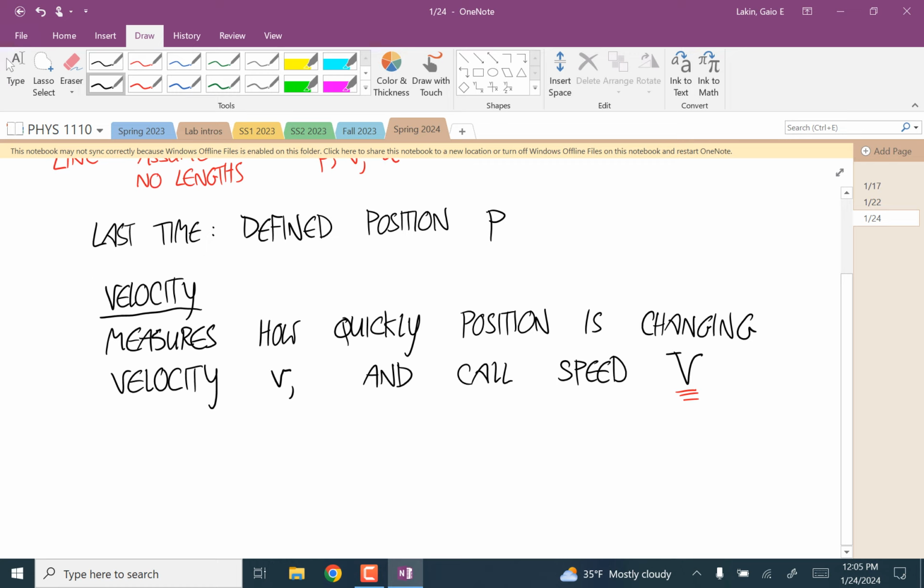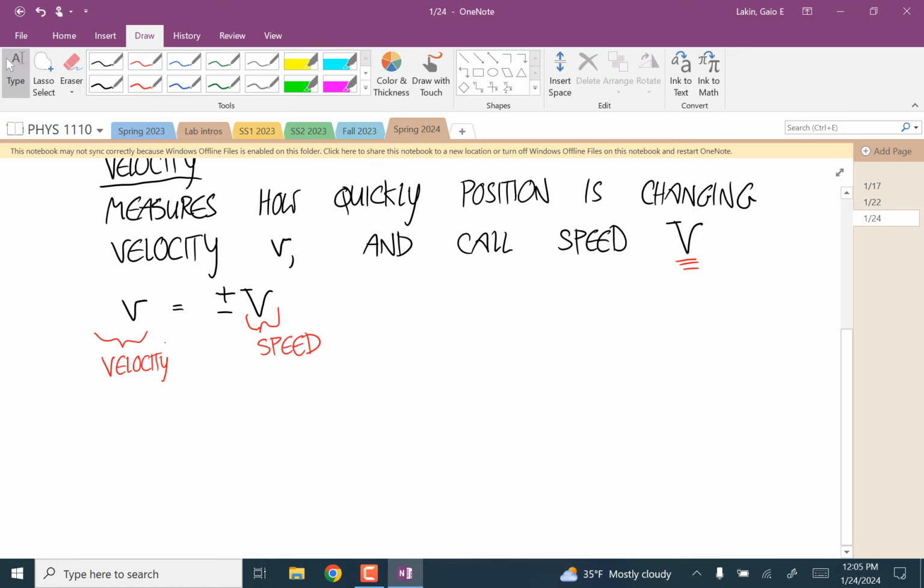Well, then here is the relationship between these two. The velocity is plus or minus the speed. In other words, the absolute value of the velocity is the speed. Speed is never negative, it's always positive. And then where do you get the sign for the velocity? The sign of the velocity is the direction the object is moving.